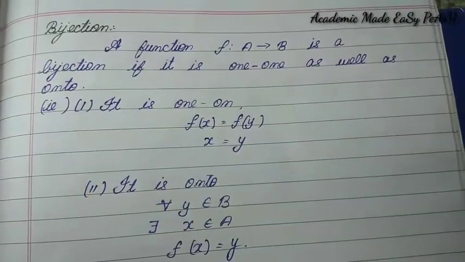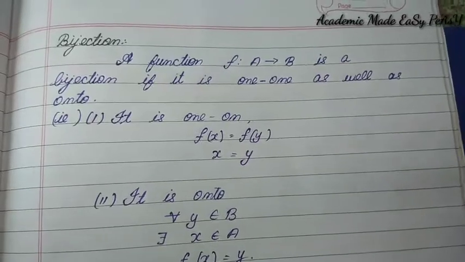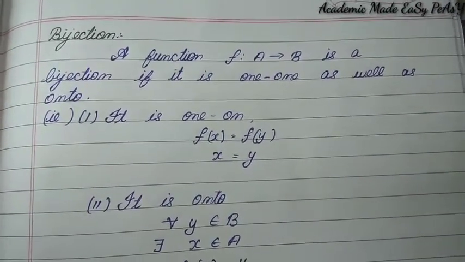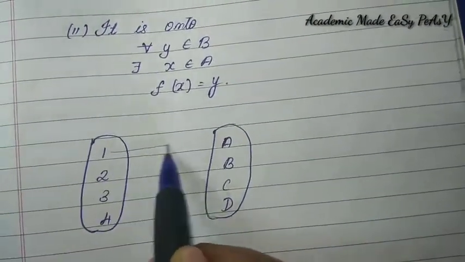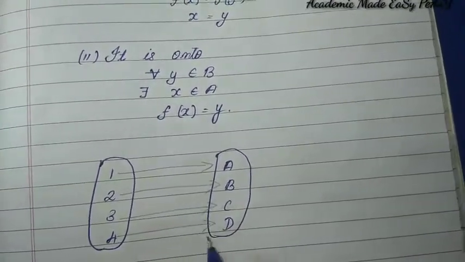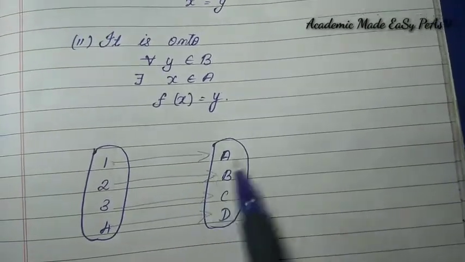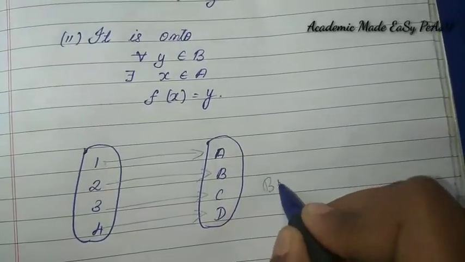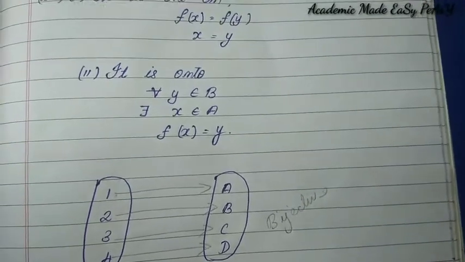So now let's see what is a bijective function. If a function satisfies one-to-one and onto condition, then it is a bijective function. For example, see, now I'm mapping 1 to A, 2 to B, 3 to C, and 4 to D. So this is a one-to-one function, as well as an onto function. So then it is called a bijective function. I think you will be clear now.